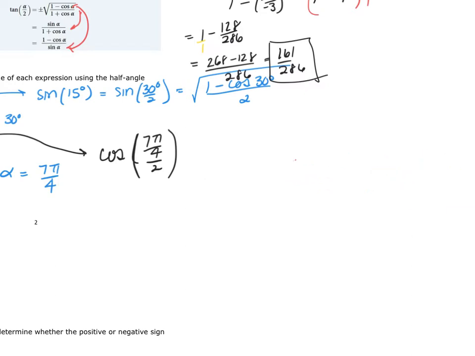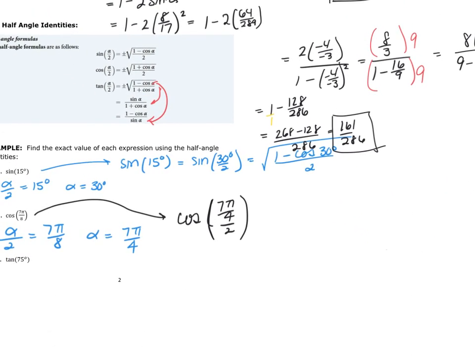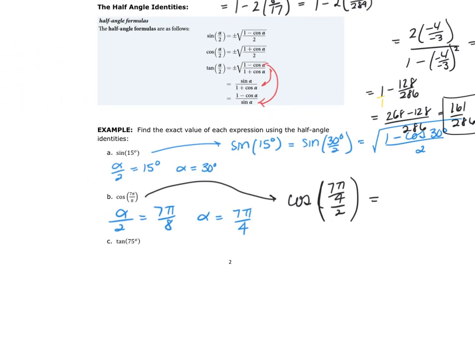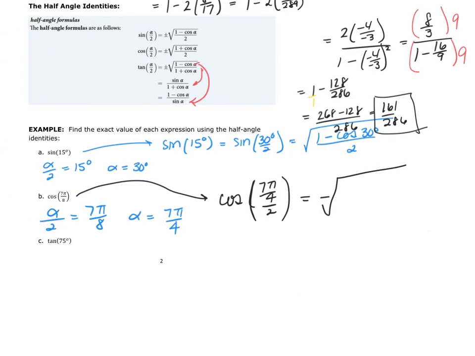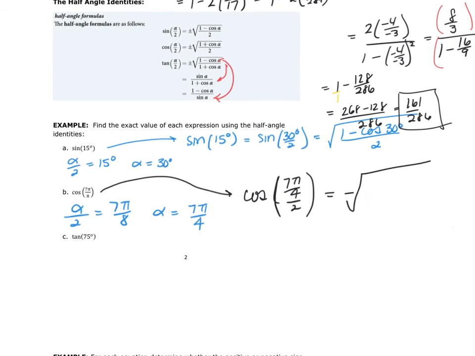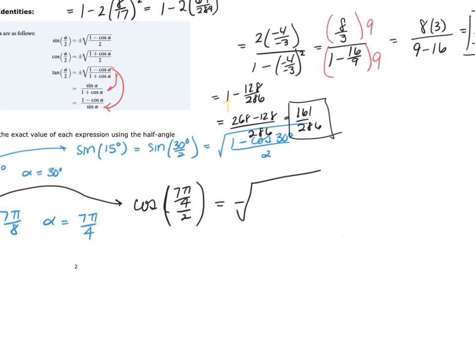Let me just erase this. Whether I take the positive or the negative of my original problem. So 7 pi over 8 is in quadrant number 2. That tells me I'm going to take the negative of the equation, because I would expect the cosine of 7 pi over 8, which is quadrant number 2, to be a negative number. So I'm going to choose the negative part.